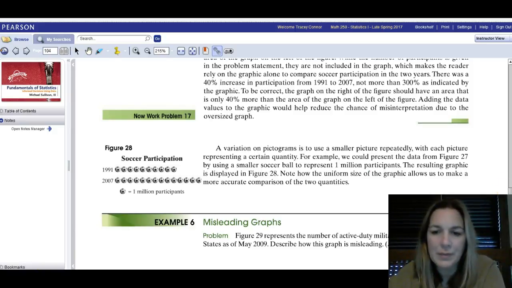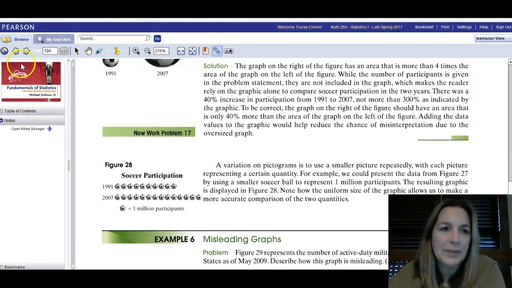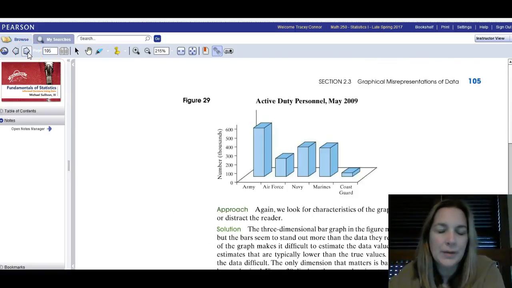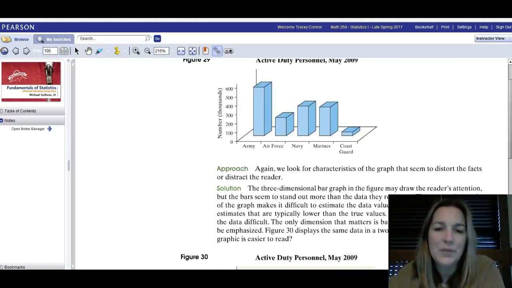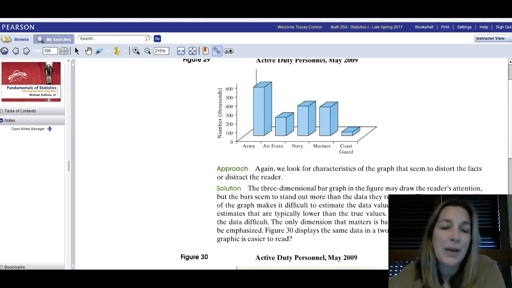And for the last one, let's go to the next page. Here's another trick that they use. They use 3D bar graphs to represent the data. So whenever you're making a bar chart or pie chart, you might be using Excel, don't choose the 3D option because it distorts the facts, and you don't know if you're looking at the front of the bar or the back of the bar to pick up the data.